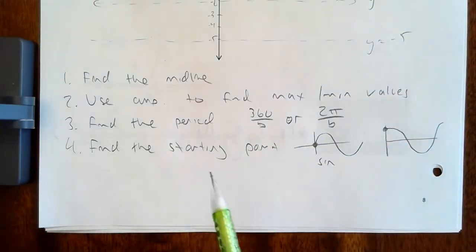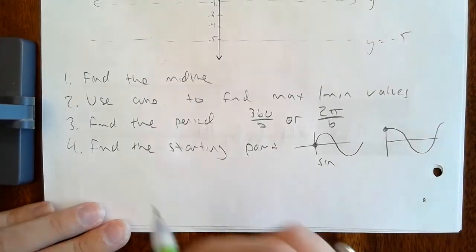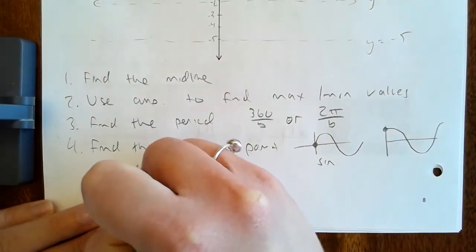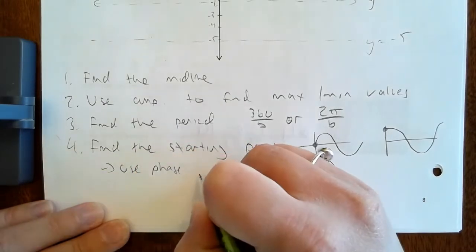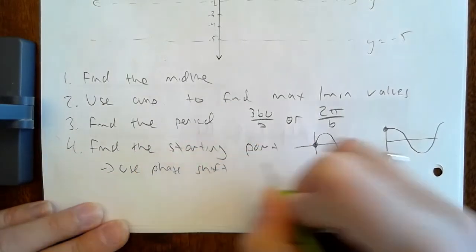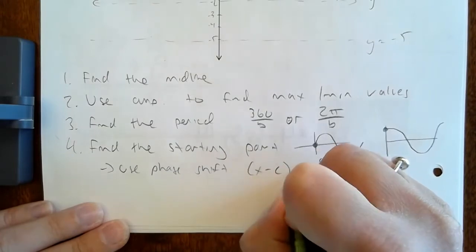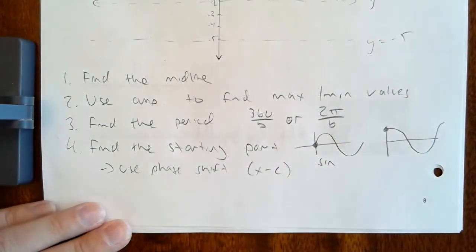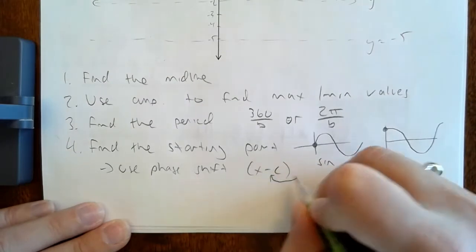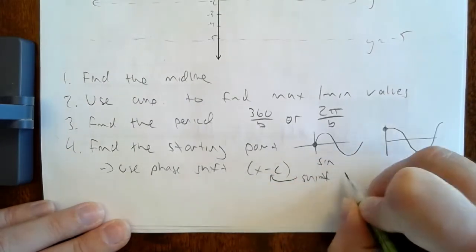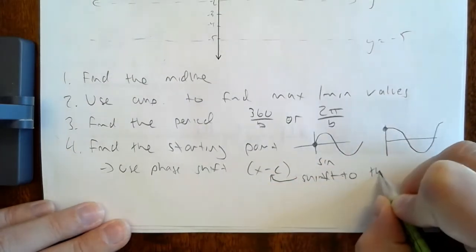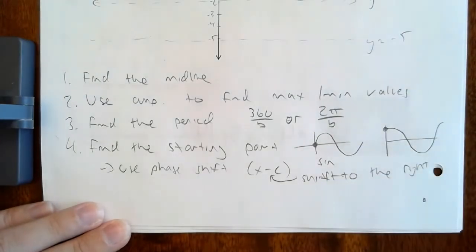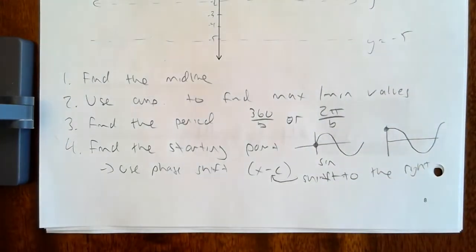Now the thing is, on your graph you might have a phase shift. So we have to deal with the phase shift. So use the phase shift. So it says x minus c. If that is a minus, we would shift to the right, which is a little counterintuitive, but there's a reason for it. If it was a positive, we would shift to the left. So let's do that part right now, okay?